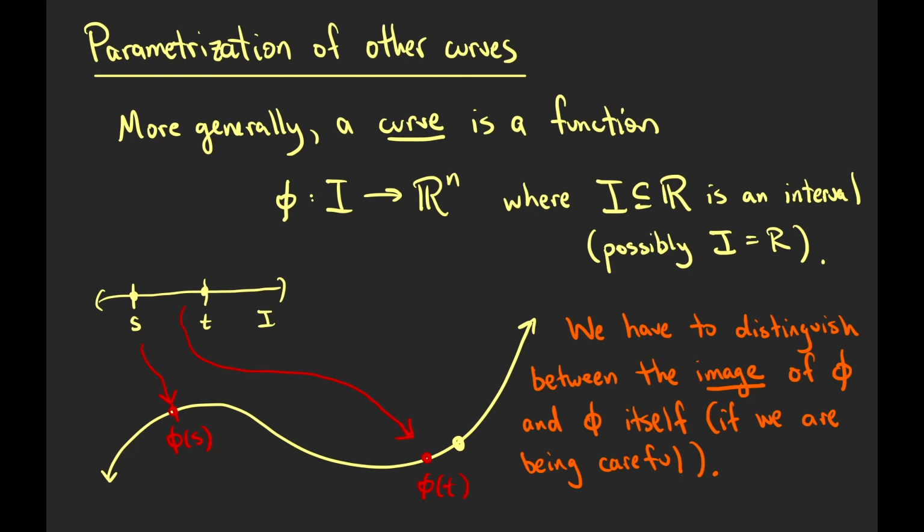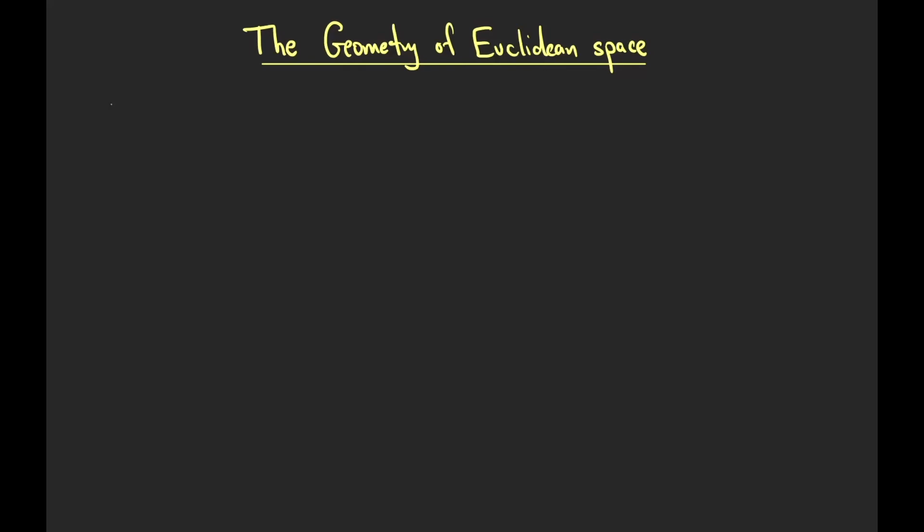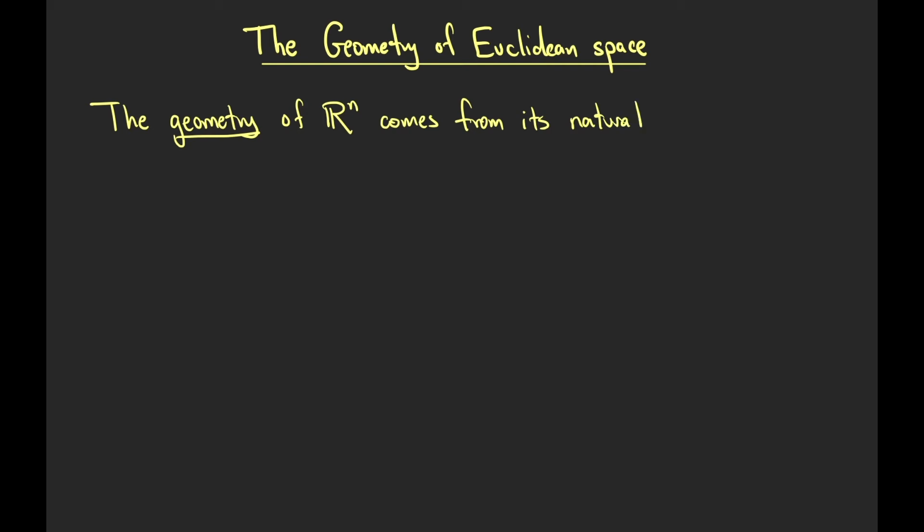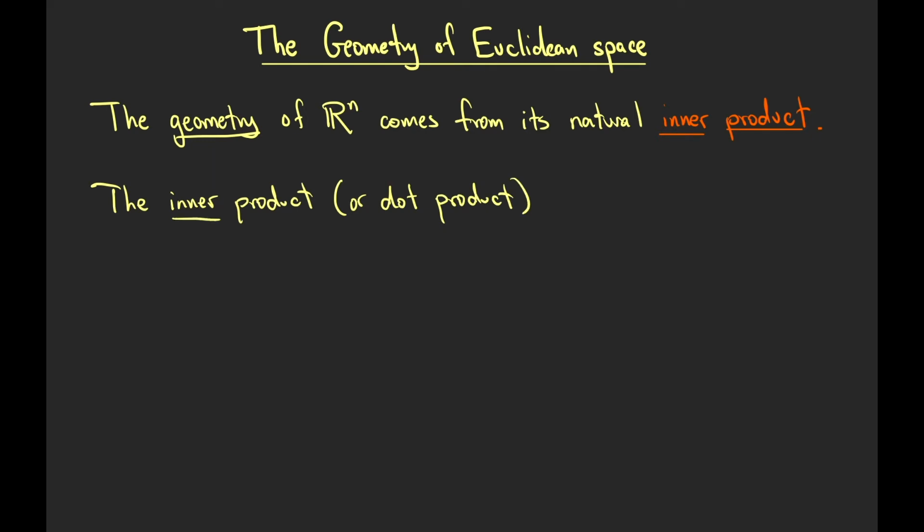Now I want to turn to the next topic, the geometry of Euclidean space. Where does the geometry of Euclidean space come from? It comes from the inner product, the natural inner product on Euclidean space. The inner product you're probably already familiar with is also called the dot product. To define it, you just take the product of the coordinates and sum them up.